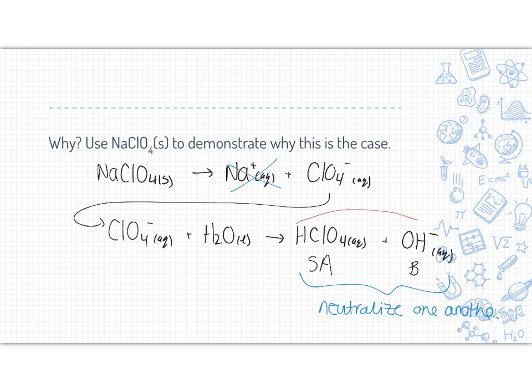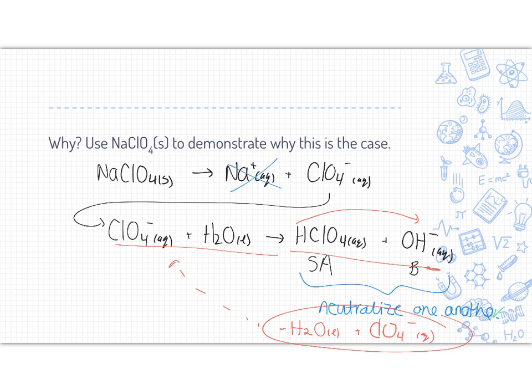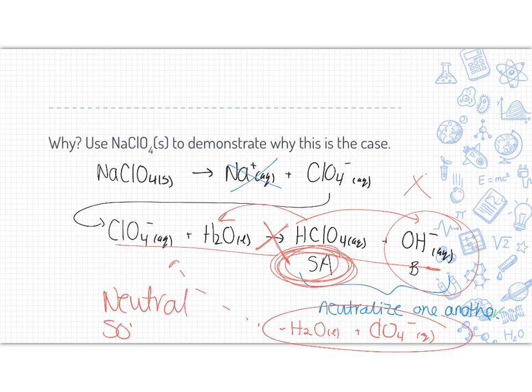The H here will go with the OH minus, so we'll get H2O and ClO4 minus, which is our reactants. So as soon as we make these products, they actually go ahead and neutralize one another and make reactants again. So this reaction does not happen. Anytime you make a strong acid and an OH minus, the reaction will not occur. And that means that this is a neutral solution because there was no H3O plus or OH minus produced. Any of the OH minus produced is immediately neutralized by the strong acid that's also produced alongside of it.